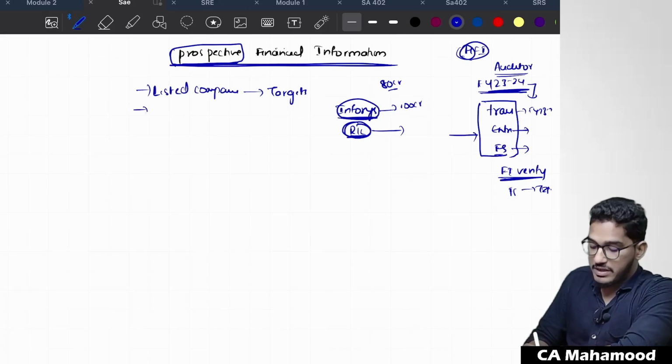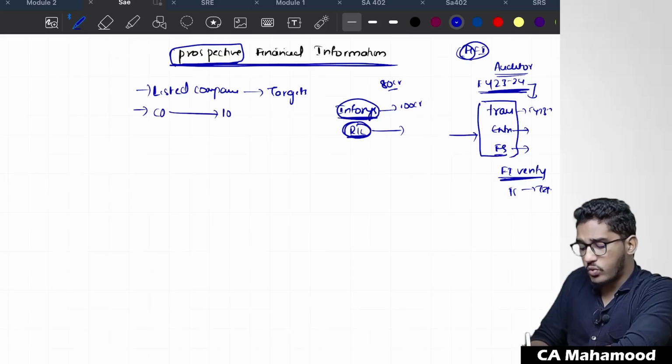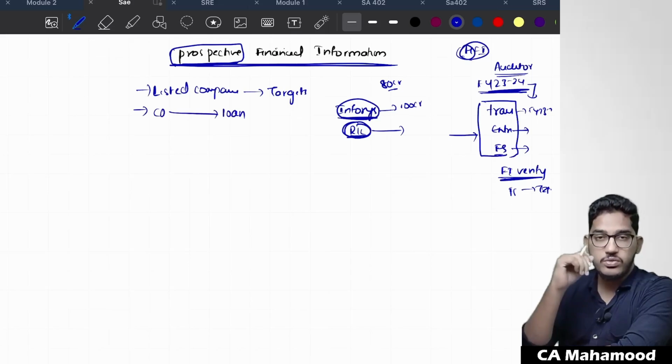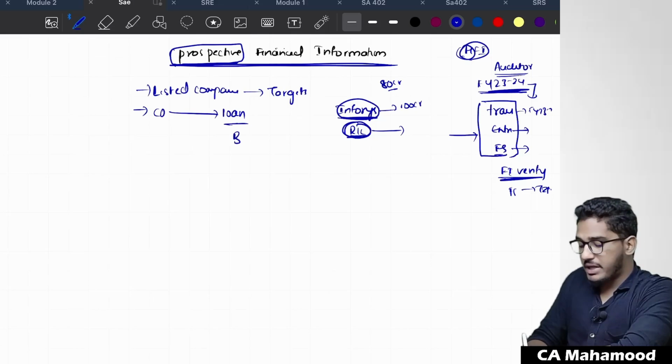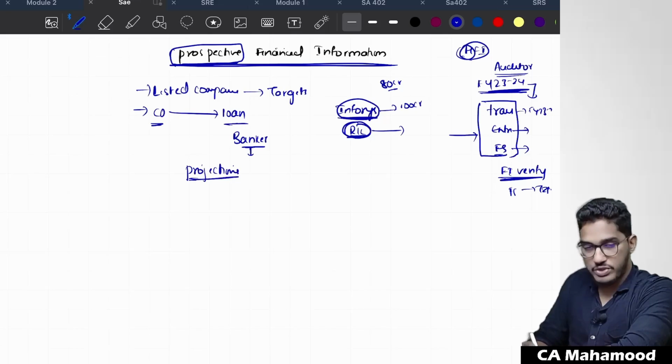Or there could be another reason. For example, there is a company that needs a loan from the bank. They went to the banker and told him, boss, we are doing the business, we need some amount of loan. Now the banker says, okay, I will give you whatever loan you want, but I want one favor: you have to prepare the projections for the future. You bring me the projections.